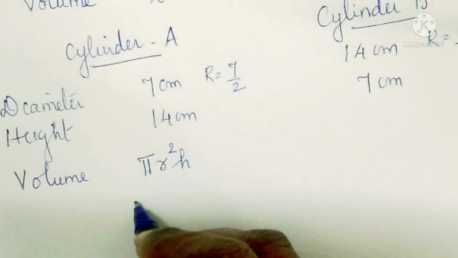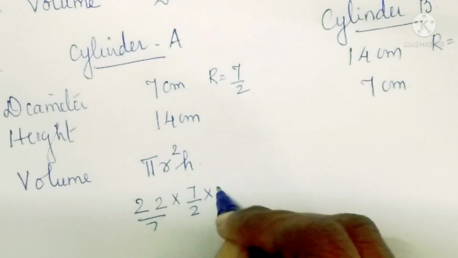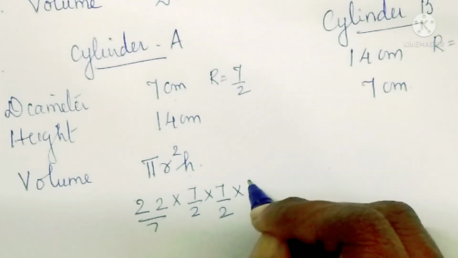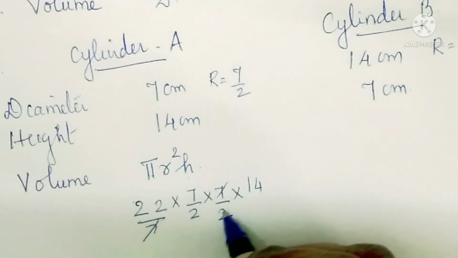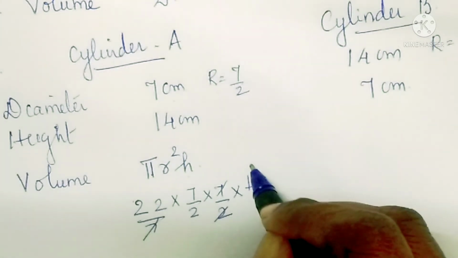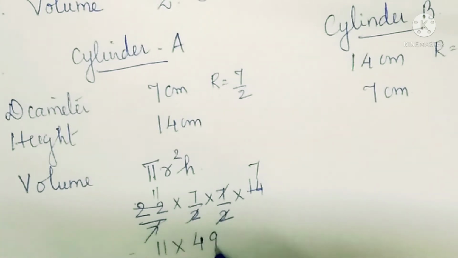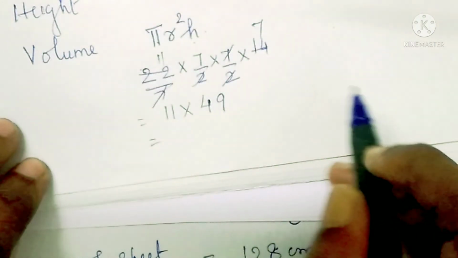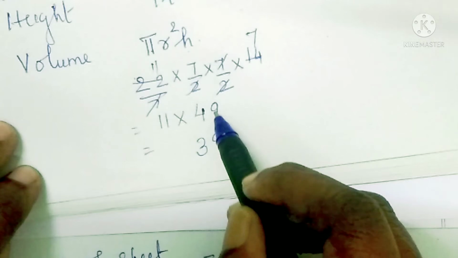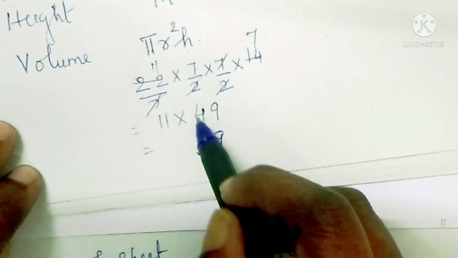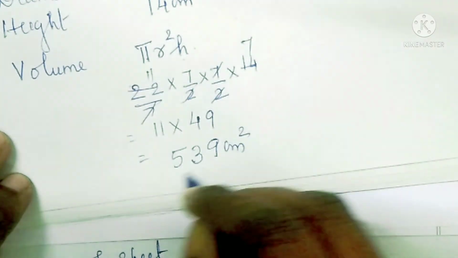So let us find out. Here, 22 upon 7 into r, which is 7 upon 2. So r square means we need to write 2 times into 14. See, 7, 7, 2, 7, 2, 11. So you get 11 into 49, which is equal to 539 centimeter square. I told you how to multiply with 9; it is easy. 9 plus 4, 13; 4 plus 1, 5. 539 centimeter square.